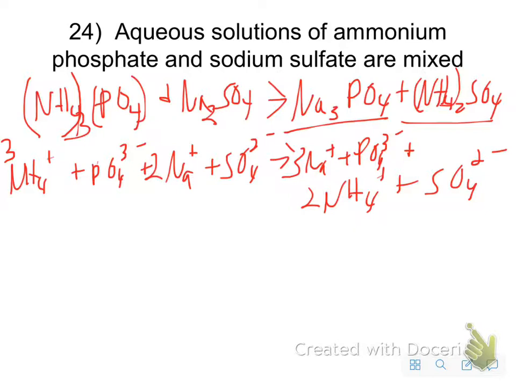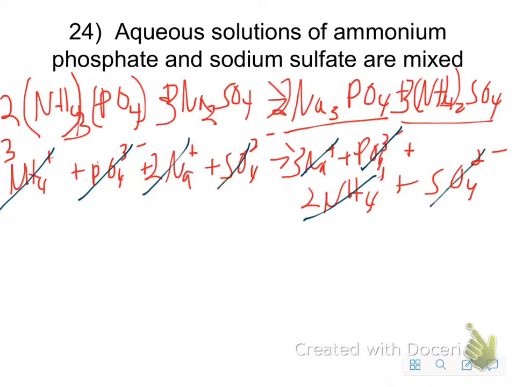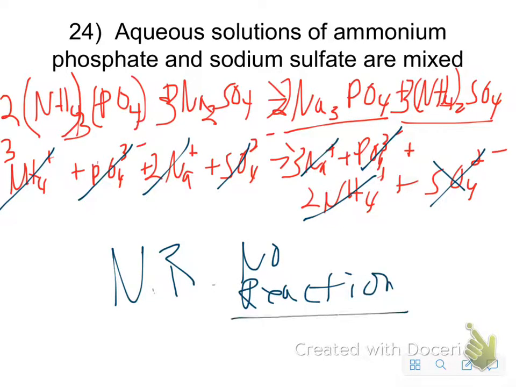no, I didn't balance this whole thing. And let me see, I would need this to be a 2, and I would need this to be a 2, and this to be a 3, and this to be a 3. Okay, so I need to change the coefficients here, but you're going to get the idea. If I just look at this now, and I look at eliminating spectators, this is what I end up with. Ammonium is a spectator, phosphate's a spectator, sodium's a spectator, sulfate's a spectator. They are all spectators. I have not formed any new products, so this is an NR, abbreviation for no reaction. Okay, I did not form a new product.